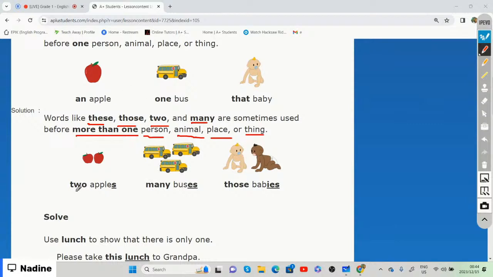For example, two apples, right? You don't say two apple, two apples, referring to more than one apple. Many buses, referring to more than one bus. And those babies. So you say that baby, referring to one baby. But if we want to refer to more than one baby, then we say those babies. Right?